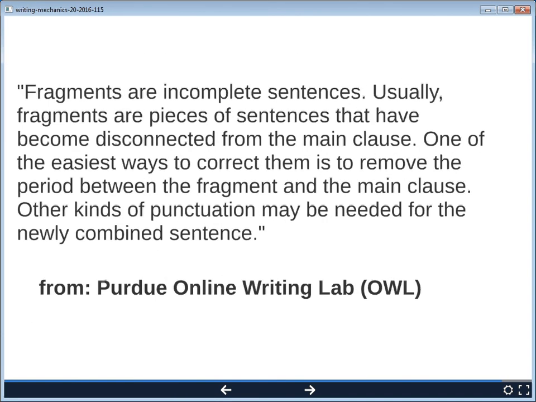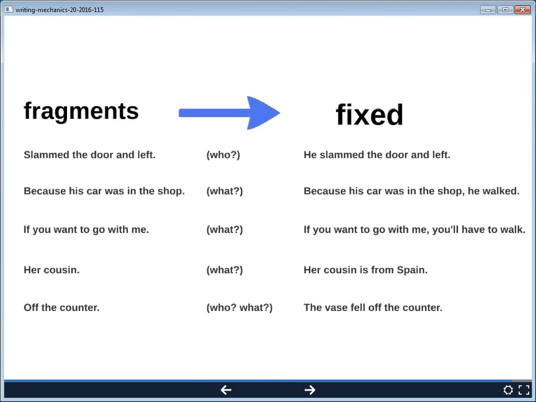Another example is from Purdue's online writing lab, the OWL. Fragments are incomplete sentences. Usually fragments are pieces of sentences that have become disconnected from the main clause. One of the easiest ways to correct them is to remove the period between the fragment and the main clause. Other kinds of punctuation may be needed for the newly combined sentence. Let's have a look at a few examples. So we've got some fragments on the left and the fixed versions on the right.